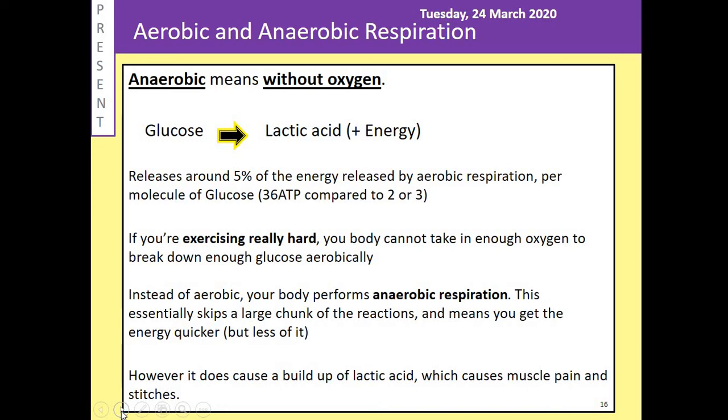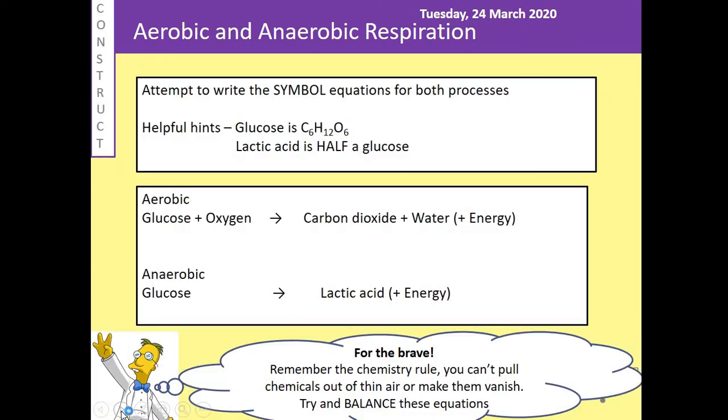So when we're respiring anaerobically, it's during strenuous exercise. And we think back to the chap who was a sprinter at the beginning of the lesson, certainly the sprinter would be respiring anaerobically. However, it does cause a build-up of lactic acid, as we said, and this can cause the muscle pain and stitches. And when we look at the effects of exercise next week, we'll come into that in a bit more detail.